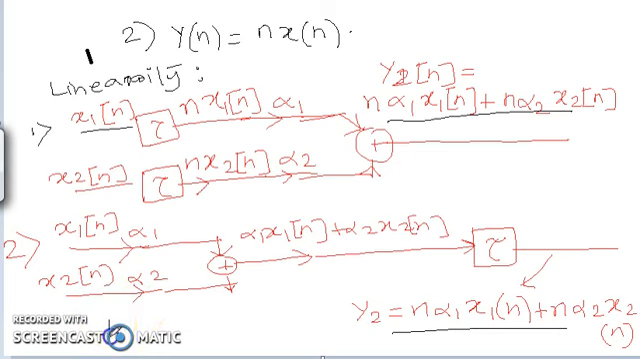So it is a linear system. This way we can test whether a system is linear or not. Next, we are going to test whether the system is time variant or time invariant. So let's do that.